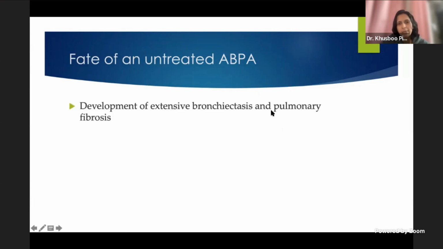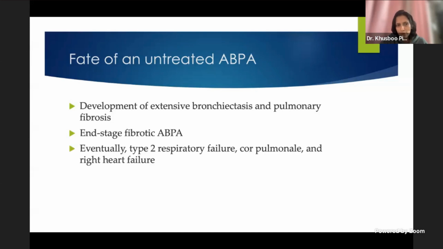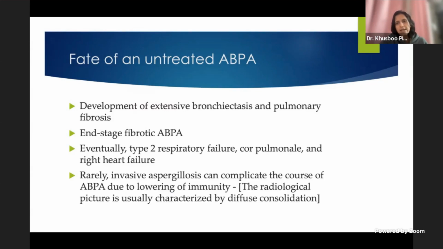When ABPA is not treated, the bronchiectasis goes on progressing, and because of these recurrent exacerbations, remissions, progressions, there is pulmonary fibrosis in the surrounding lung, which eventually also leads to cor pulmonale and pulmonary hypertension. It can lead to an end-stage fibrotic ABPA, and as I said, eventually a type 2 respiratory failure or right heart failure.